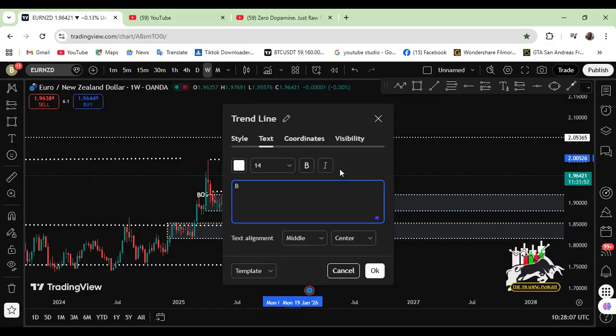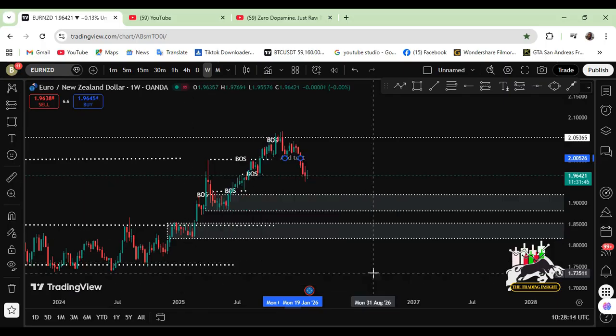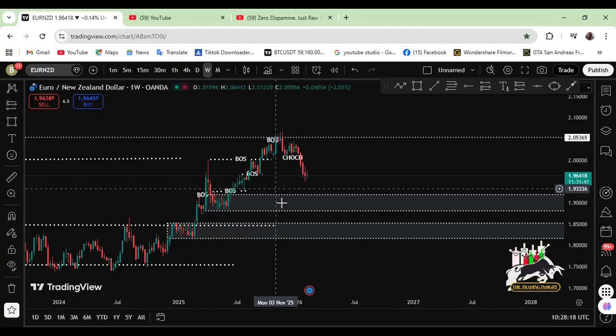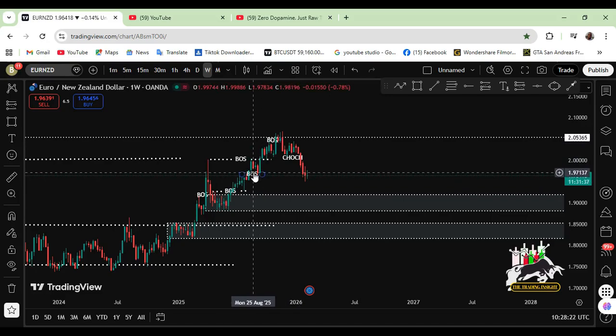That is our new, should I just say change of character, because it's still like a break of structure, but since it is the last low, that is like a change of character for price. And then I want to show you why price is behaving this way here. This place is a break of structure. Remember, we can extend that break of structure towards here.